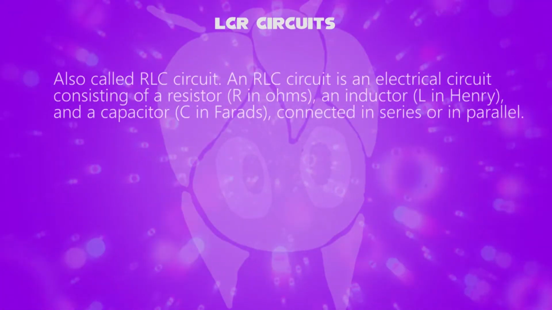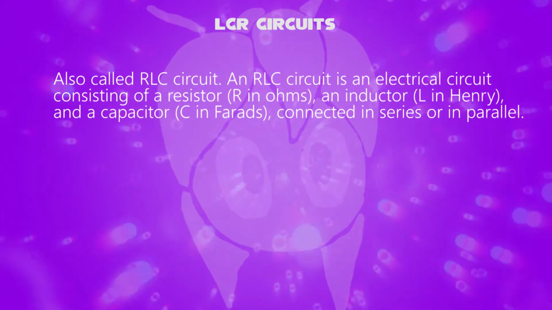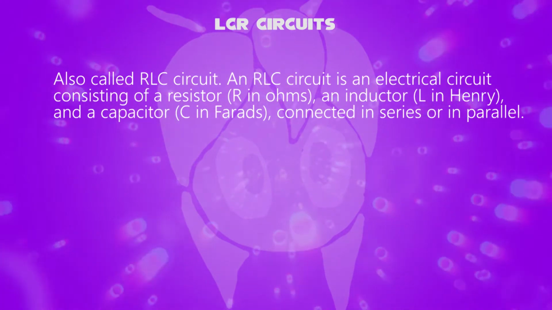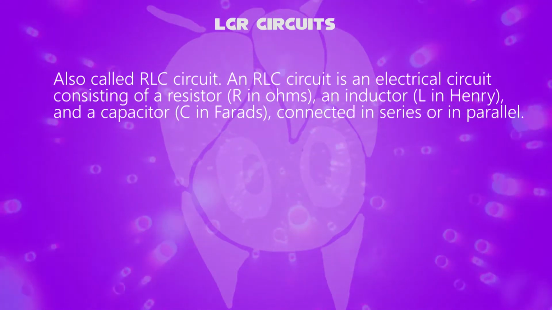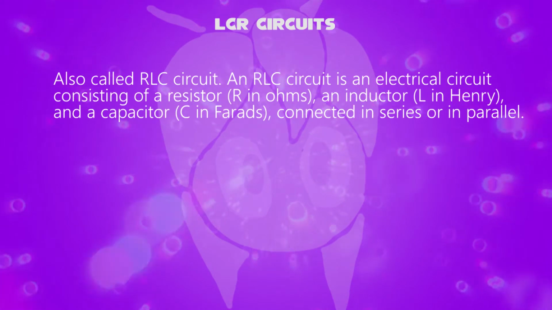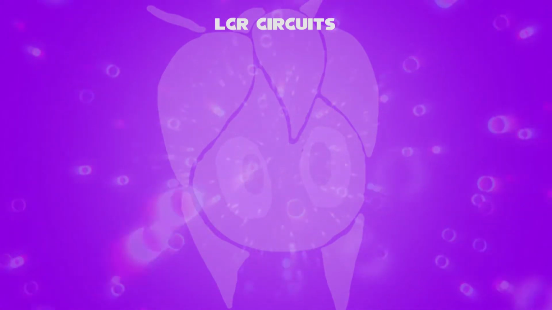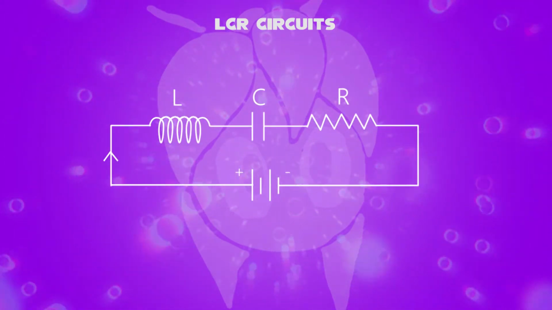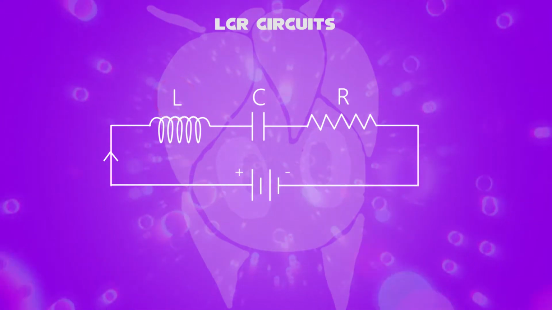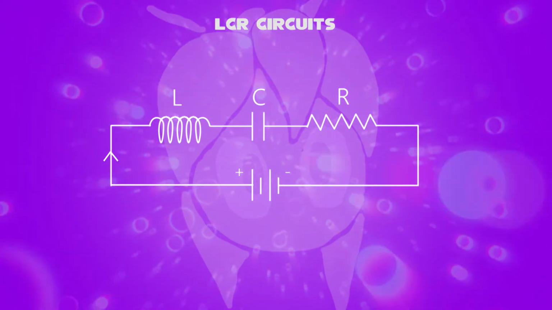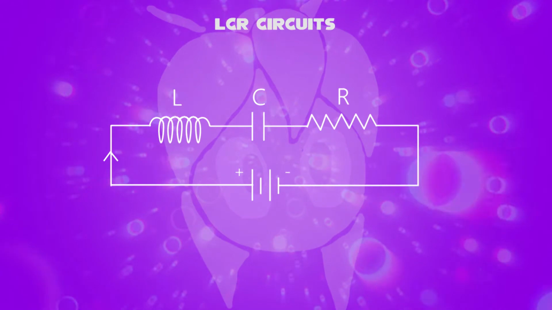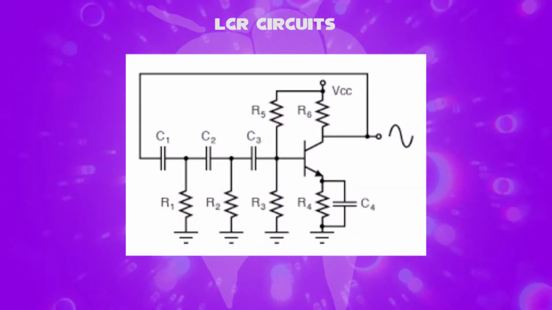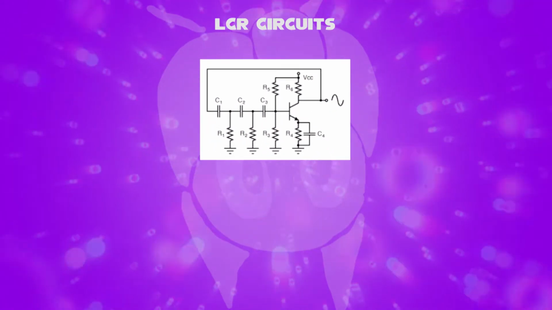We will learn about LCR circuits, also called RLC circuits. An RLC circuit is an electrical circuit consisting of a resistor, an inductor, and a capacitor, connected in series or in parallel. The name of the circuit is derived from the letters, where L is for inductance, C for the capacitance, and R is for resistance.